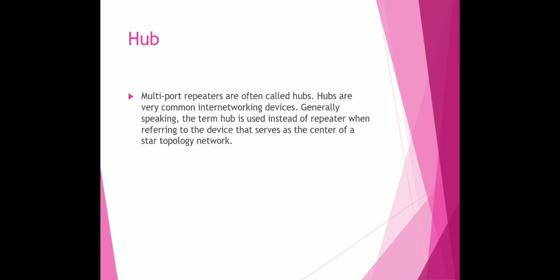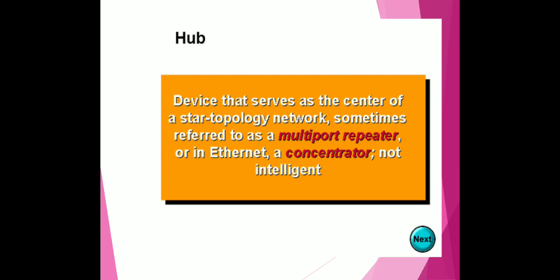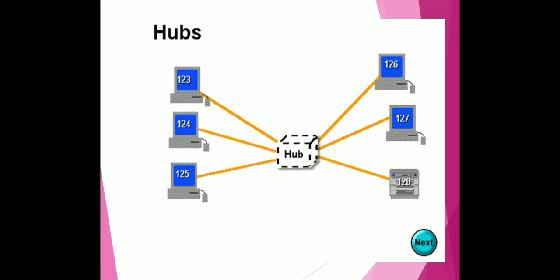Let's talk about hub. Multi-port repeaters are often called hubs. Hubs are very common networking devices. Generally speaking, the term hub is used instead of repeater when referring to the device that serves as the center of a star topology network. It is sometimes referred to as a multi-port repeater, or in Ethernet, a concentrator. It is not intelligent.